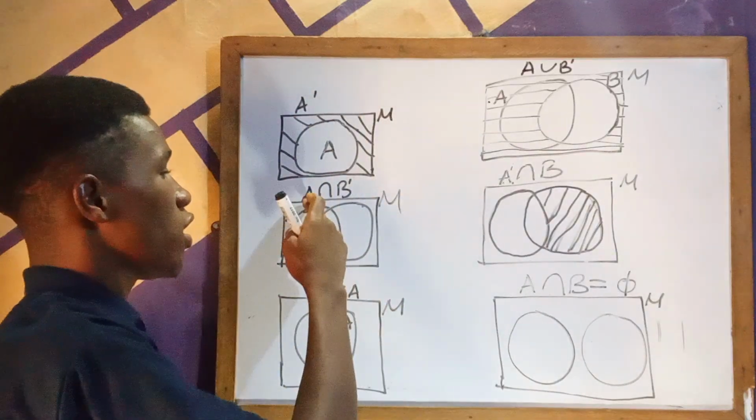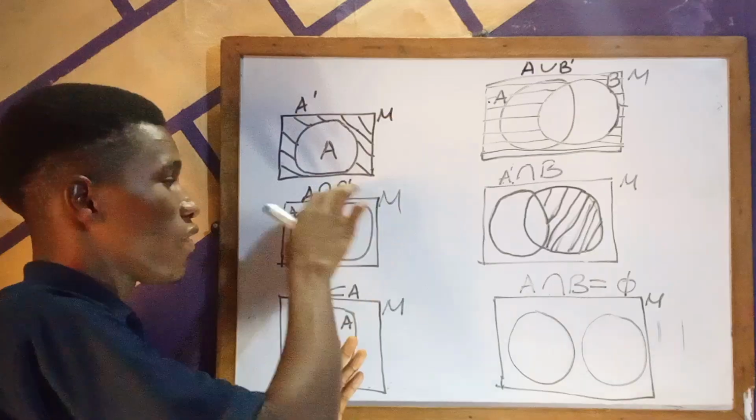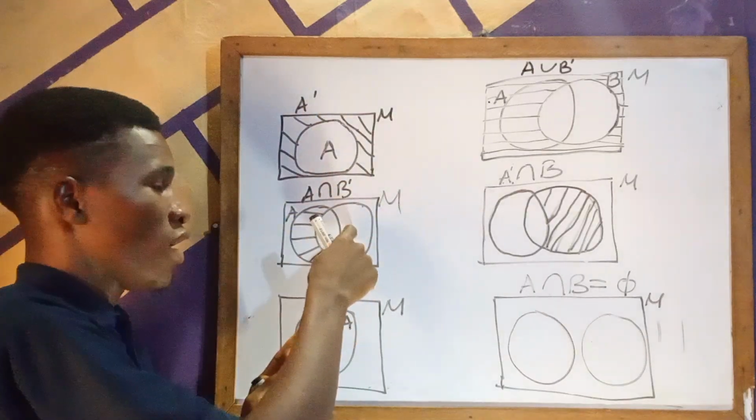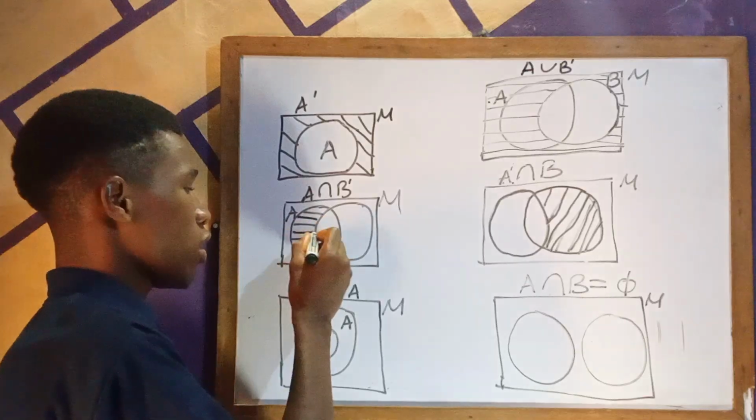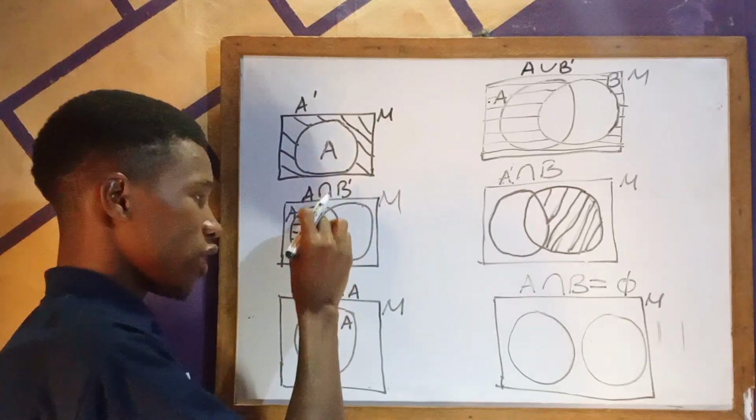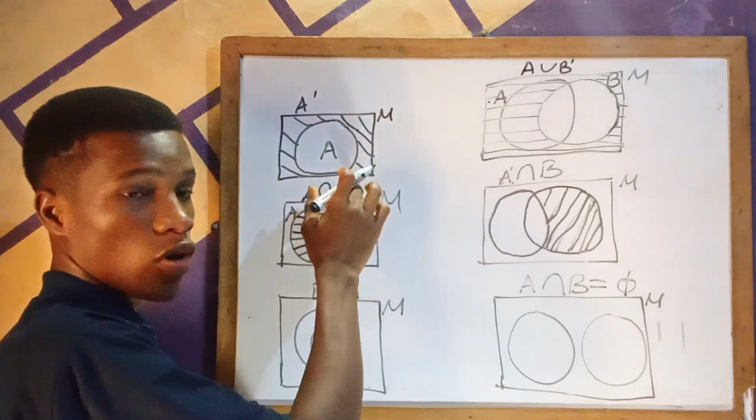This next one is A intersection B complement. We know that B complement is every element in the universal set aside from B, and when it intersects with A, we are left with only this portion of A that does not have any interaction with B. So it gives us a result of A intersection B complement.